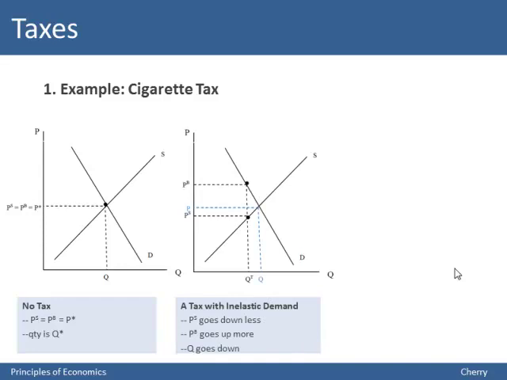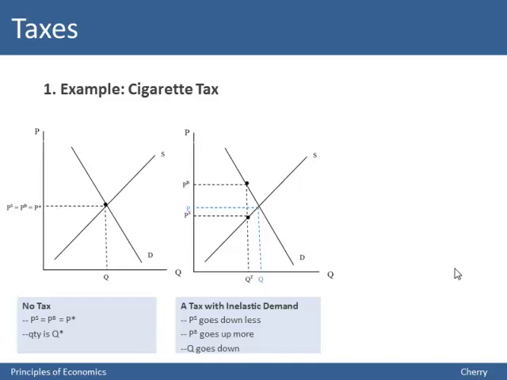And with cigarettes, demand is relatively inelastic. So the buyers are more inelastic than the sellers. So what does that mean? If you recall, that means that the buyers are relatively not responsive to price changes. They're more stuck in that transaction. The smokers, due to the addictive nature of cigarettes, are more committed to that transaction. They need that transaction more than the sellers. So what happens is that the burden of the tax is going to be shifted onto the buyers.